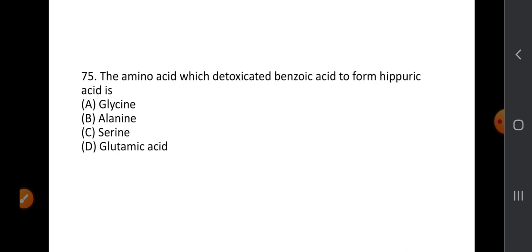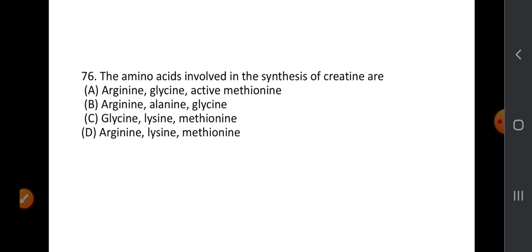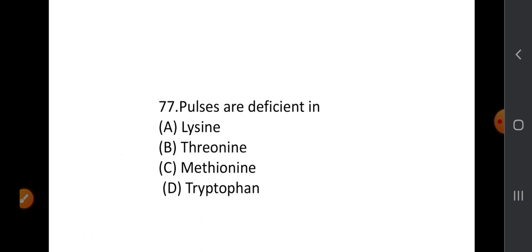The 74th question is not there. I'm sorry, guys. This is a big mistake. Okay, so reading the 75th question for yourself, the amino acid which detoxifies benzoic acid to hippuric acid is. Read the options and answer it for yourself. 76 says the amino acids involved in the synthesis of creatine are. 77 says pulses are deficient in.